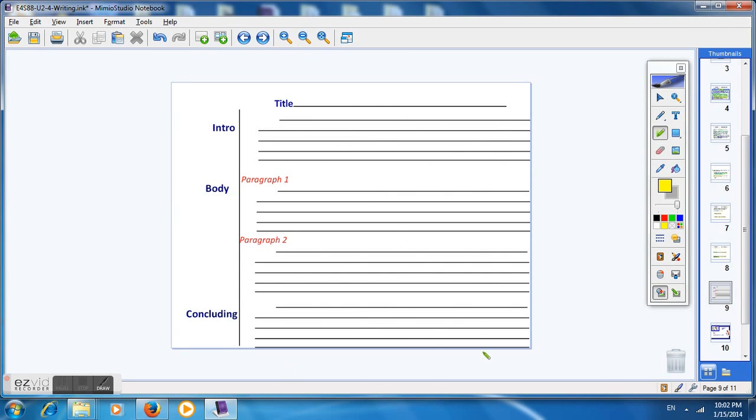So this is how your essay will look like. Okay, when we talk about structure, first you have the title and your intro here, your body and your concluding paragraph. So for the intro, it's here, the main idea, and then your body paragraph 1 here, including the events and details. And paragraph 2 here. Okay, the concluding paragraph is here. But your concluding statement, you're restating the main idea from the intro and your summary.